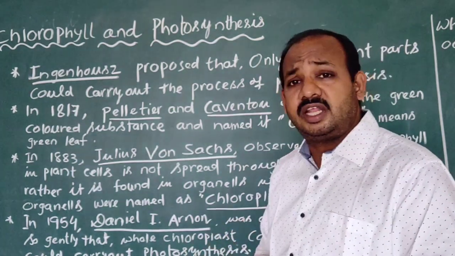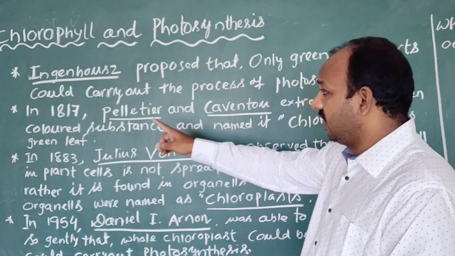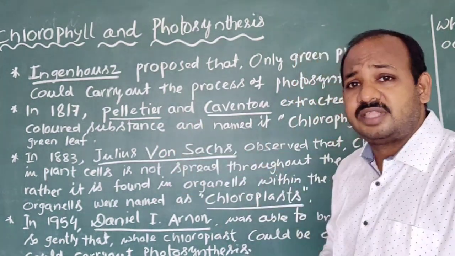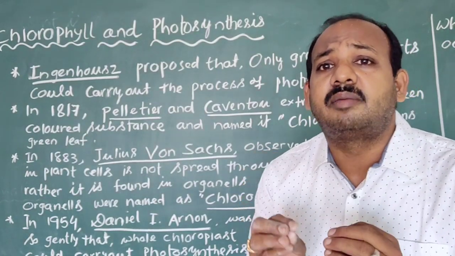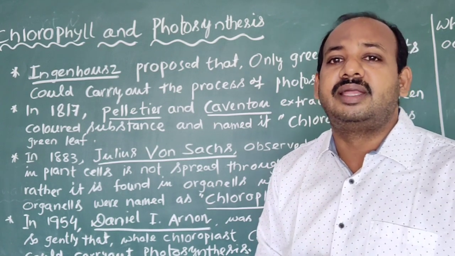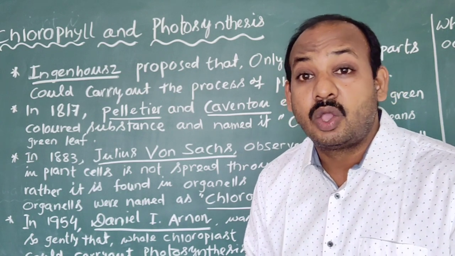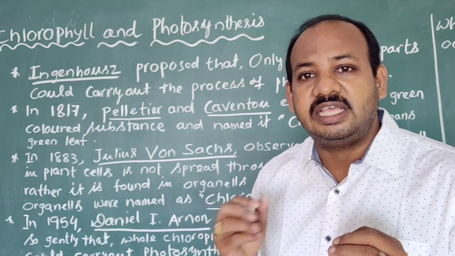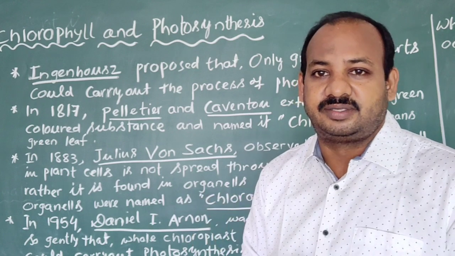After several years, nearly 40 years after what Ingenhousz had proposed, in the year 1817, Pelletier and Caventou extracted those green colored pigments which are present in the plant cell, and named these green colored pigments chlorophyll. What is that, children? Chlorophyll. Chloro means green, phyll means leaves. That means chlorophyll means green leaves.